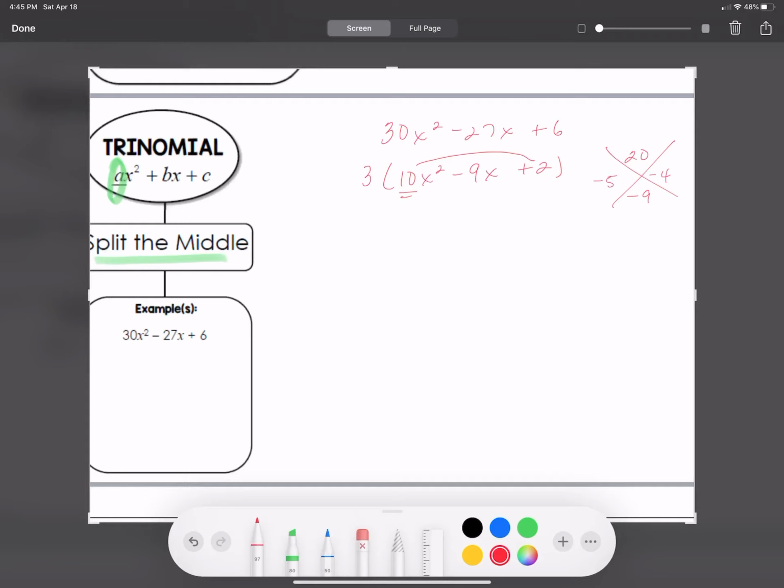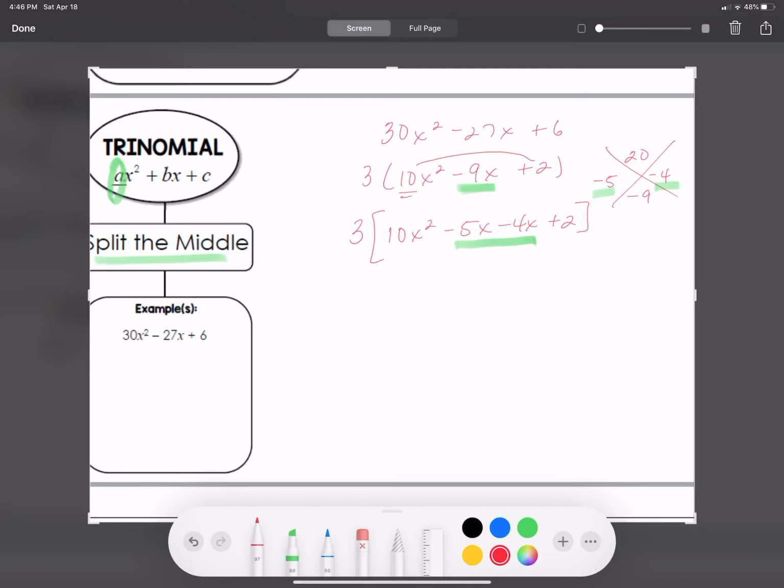Now, what I'm going to do is rewrite this trinomial, but replace the middle term. I'm going to split that negative 9x into negative 5x and negative 4x. So I have 3, and I'm going to use a bracket here because I'm going to have more parentheses later. So I'm just going to split the middle now. So I have 10x squared minus 5x minus 4x. That took the place of the negative 9x. And then plus 2 stays the same.